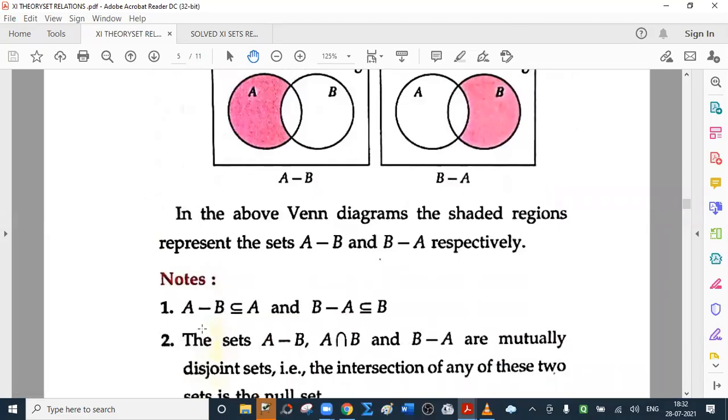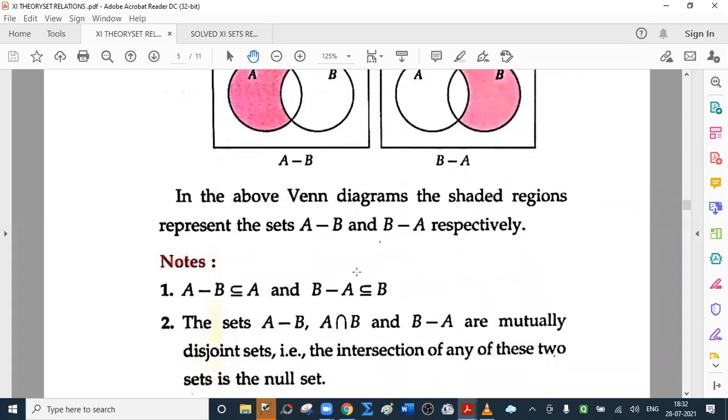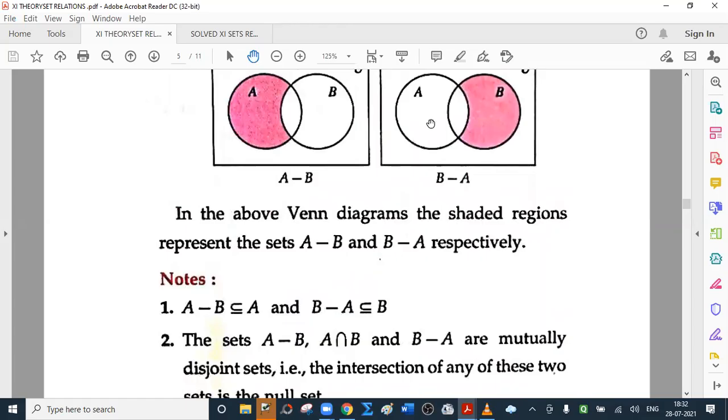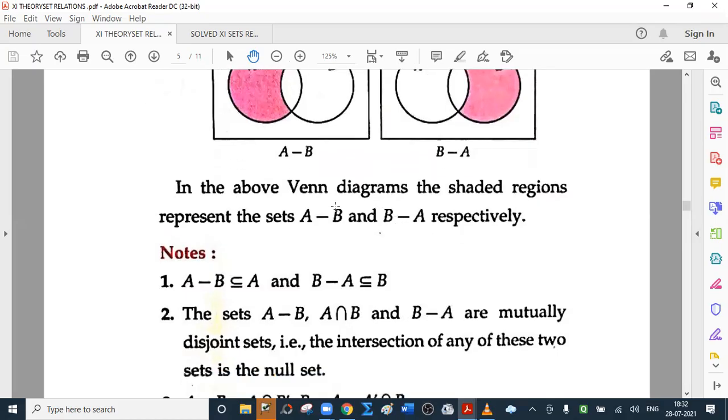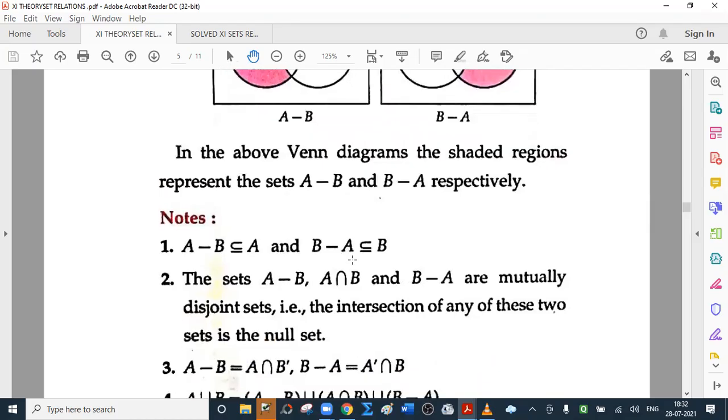Now common sense: A minus B is a subset of A and B minus A is a subset of B. See, this is A minus B, this is B minus A, and this common region is what? A intersection B. They are mutually disjoint sets, obviously, because if an element is in A minus B, it will not be in B minus A. Again, it will not be in A intersection B. So they are disjoint sets, their intersection is the null set.